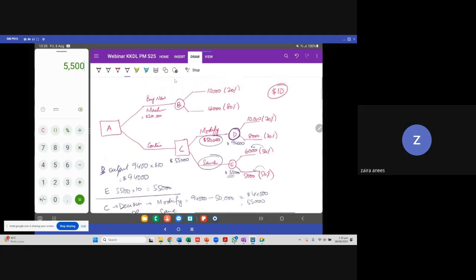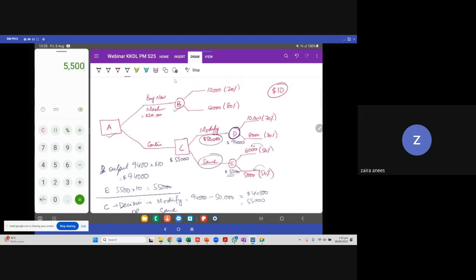Right? Now we cannot solve A unless and until we are done with B. So let's try to solve B. 10,000, 20% is 2,000 plus 12,000 into 8.8 is 11,600, right? 116,000. Let's reduce this cost to 60,000, 70,000. This is too much.